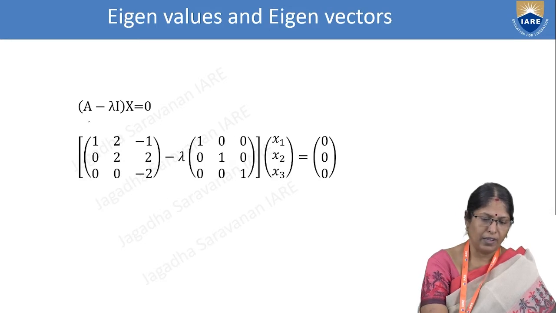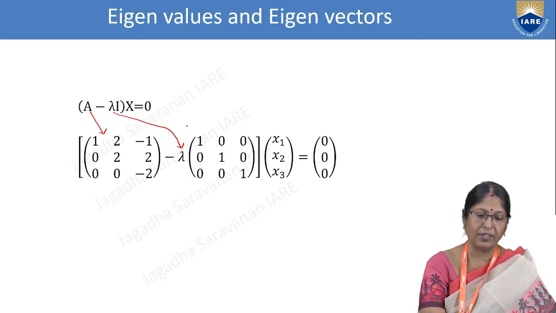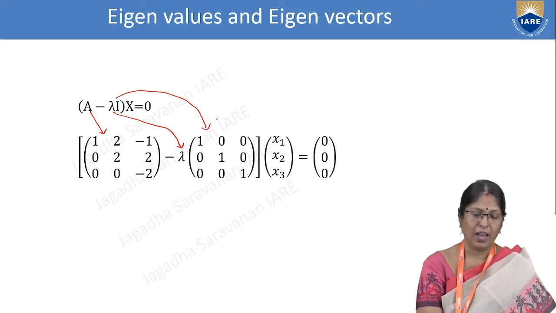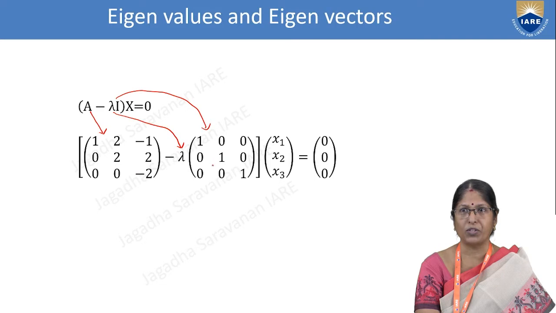Now A is given in the question itself. Lambda, we write as it is. And I, we know, is a unit matrix. Why have we taken the unit matrix of order 3 by 3? Because the given matrix is 3 by 3. If both matrices have the same order, only then is it possible for us to subtract. Keeping that in mind, we have taken the unit matrix as 3 by 3.